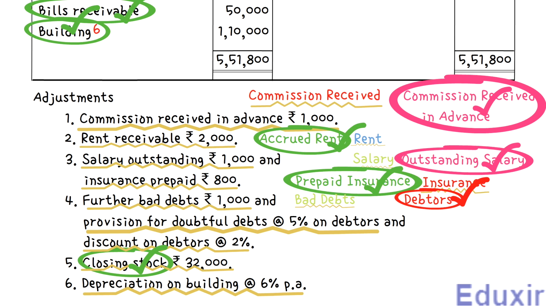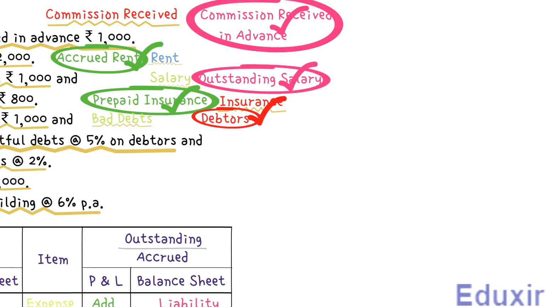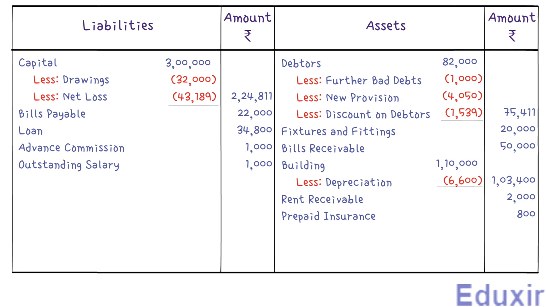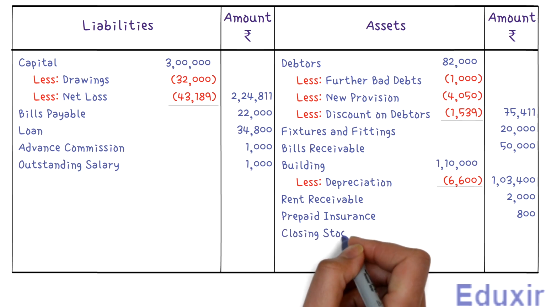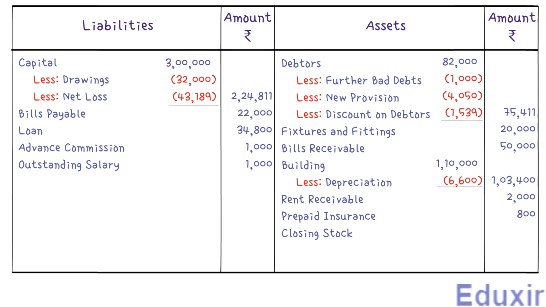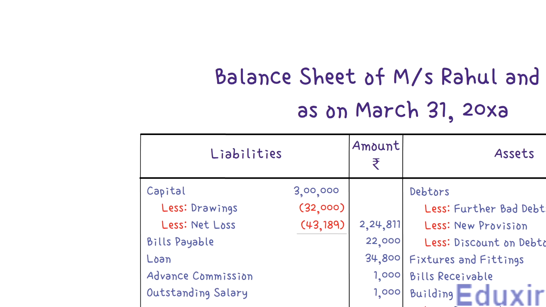With this information at our disposal, let's now proceed to post this entry on the asset side of the balance sheet. Let's first write closing stock in the assets column of the balance sheet. Let's then write the corresponding amount of 32,000 rupees into the amount column on the balance sheet. With that, we have completed the posting of the closing stock related asset entry into the balance sheet.